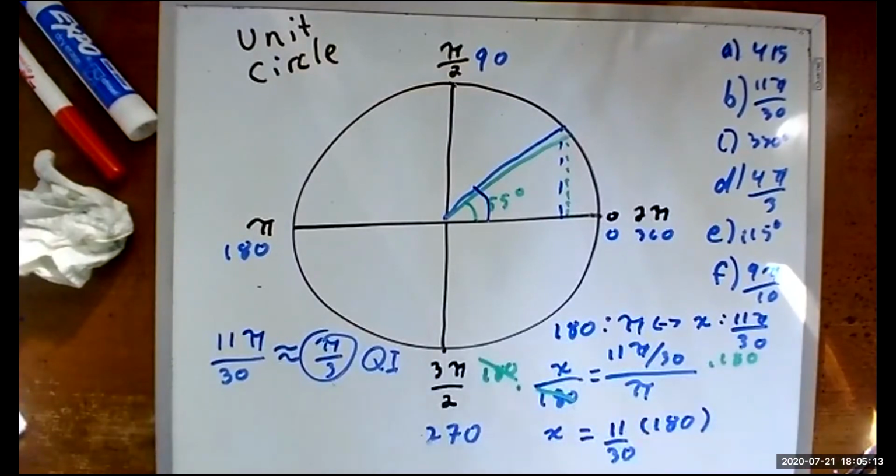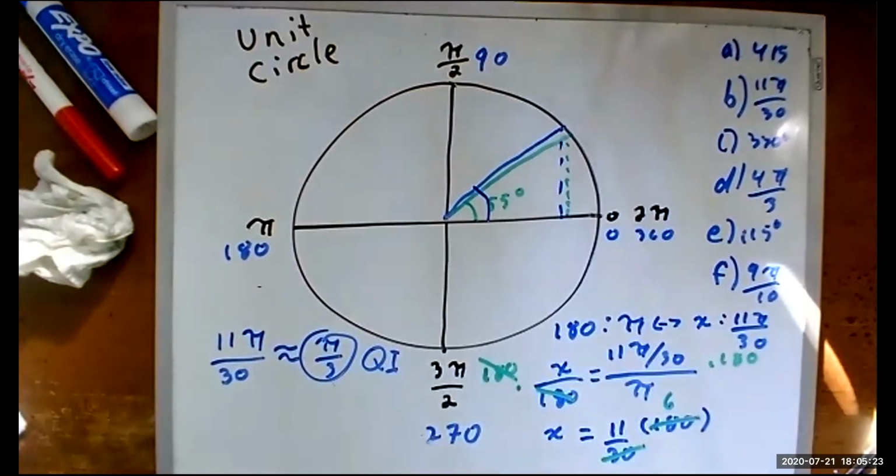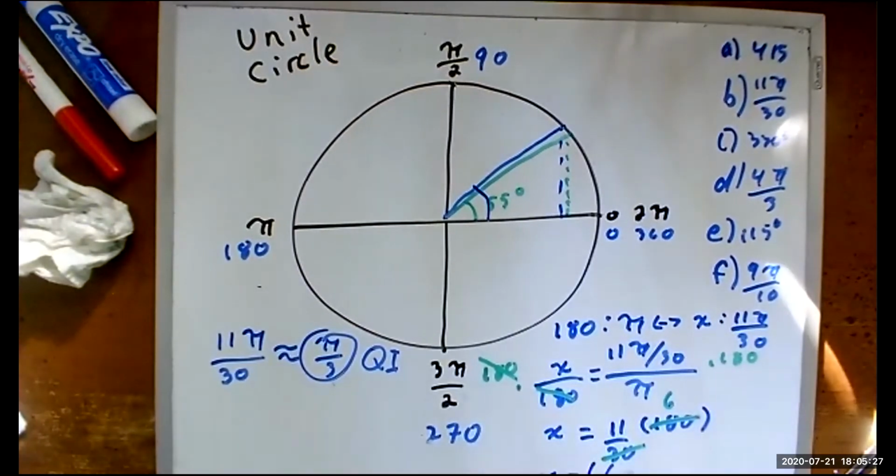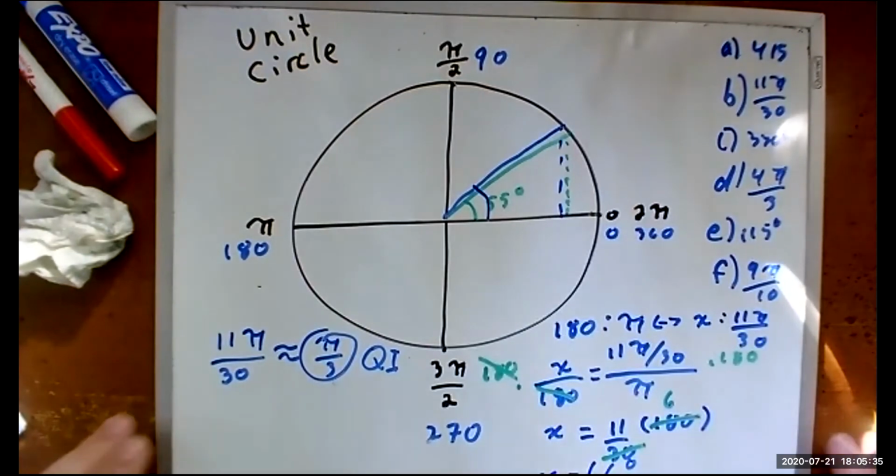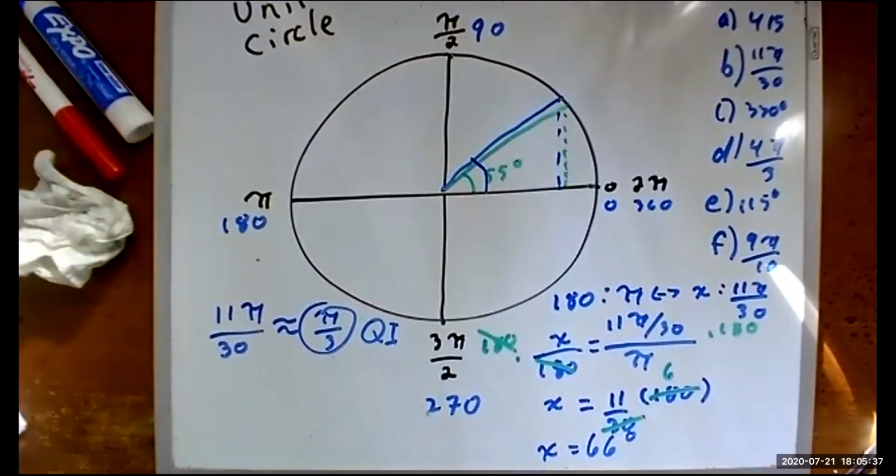180. Where did that come from? I'm jumping really quickly here. 180 multiplies on both sides so that it cancels on this side. The other thing we can cancel, 30 goes into 180 really nicely. It goes in 6 times. So we just end up with 11 times 6, or 66 degrees.